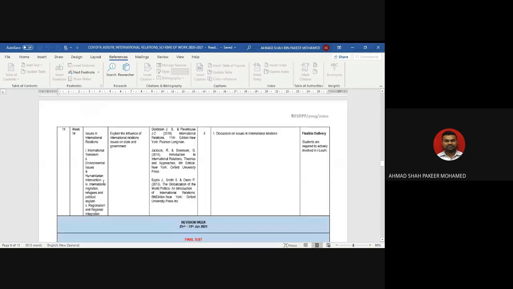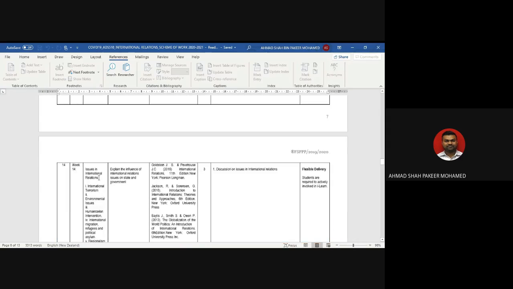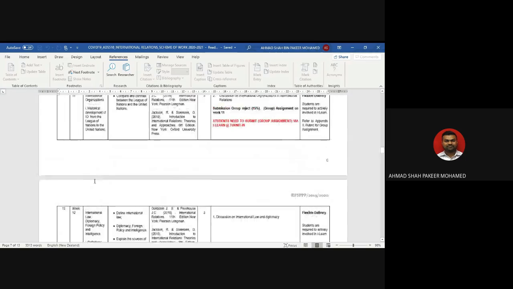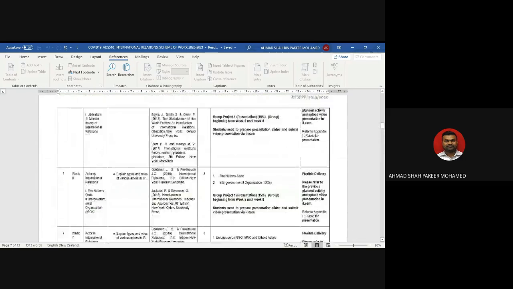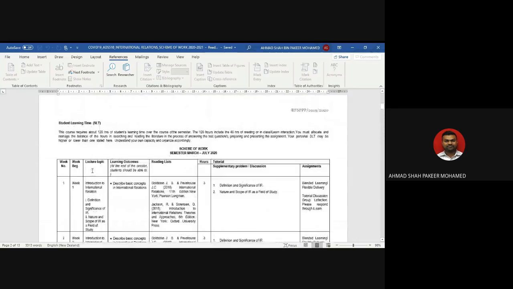And last but not least, we're going to conclude by discussing the current issues in IR. We're going to touch on terrorism, environmental issues, humanitarian and migration issues, and regional integration. So this concludes our syllabus for international relations for this semester. I hope you do some reading first before we do our lecture.